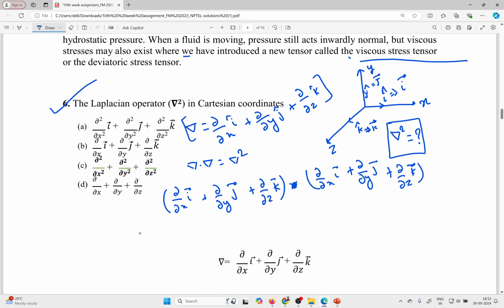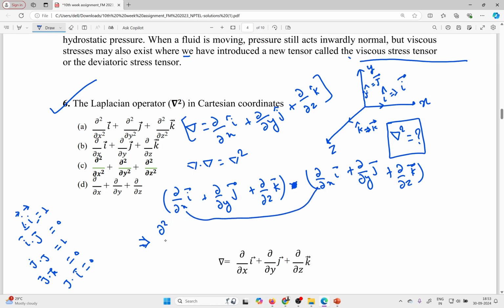When we multiply these things, I into I, you already know, will be 1. I into j will be 0. j into j will be 1, but j into k will be 0, and j into I will be 0. If the same things are multiplied, it will be 1. So this will give you del square by del x square. This and this will be 0.